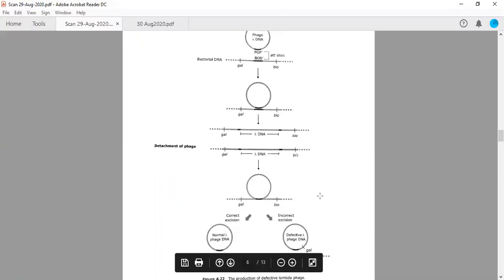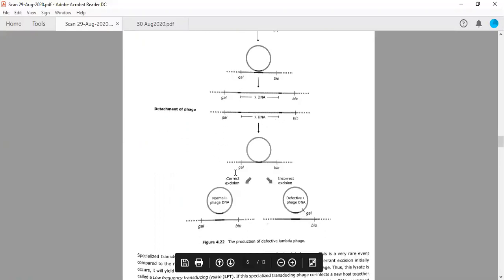There are 2 possibilities. If everything is correct, if it is a correct excision process, then it will be removed in the same form in which it was integrated inside the bacterial chromosome. But most of the time, it will be removed by an incorrect excision process. So during incorrect excision, what will happen? It will take some genes of the bacteria, and the 2 genes that have more probability of coming inside the lambda DNA are those present on the 2 ends of this attachment site.